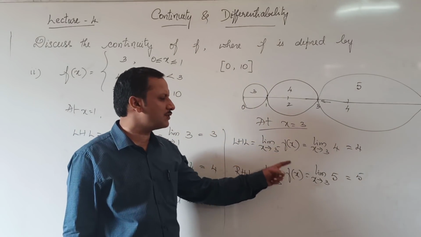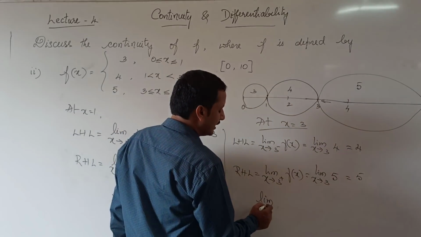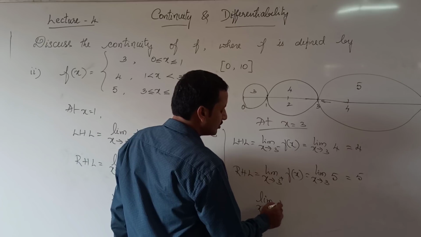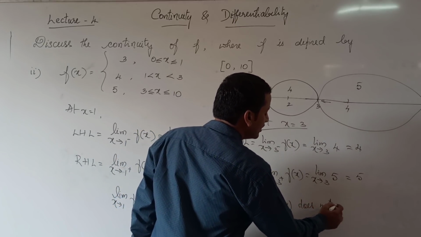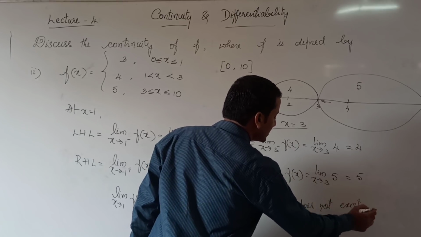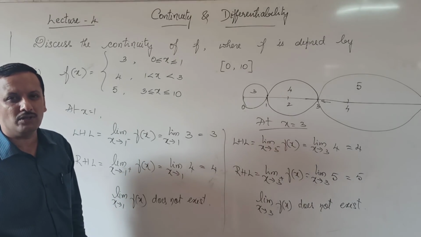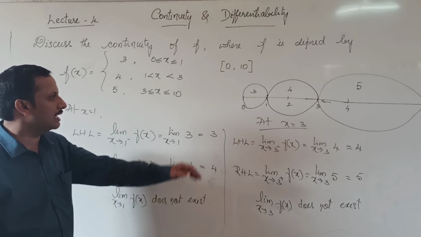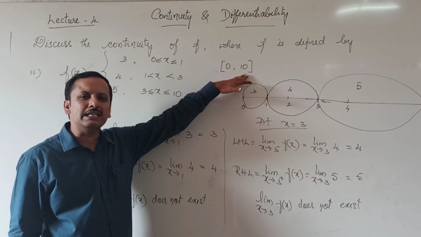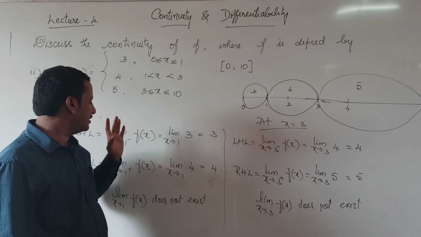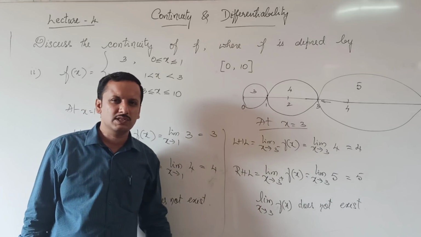Apply the limit, we will get 5. So left hand limit is 4, right hand limit is 5. Hence limit does not exist. Limit x tends to 3, f of x does not exist. When the limit does not exist, it is very obvious that the function is discontinuous at x equal to 3. So what we are seeing here is the function which is defined in this interval 0 to 10, it is discontinuous at 1 and at 3. Everywhere else it is continuous.